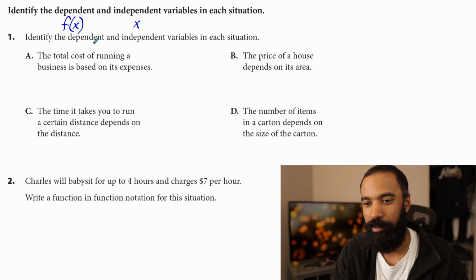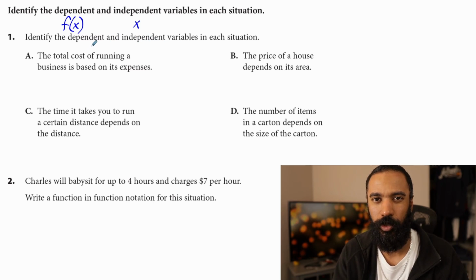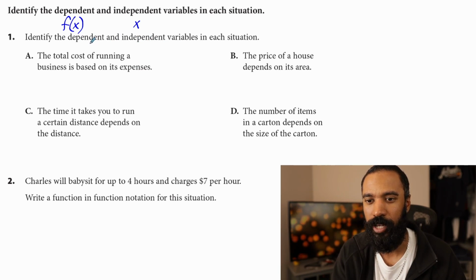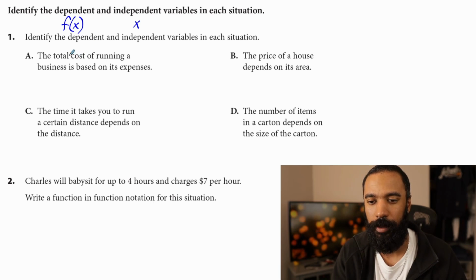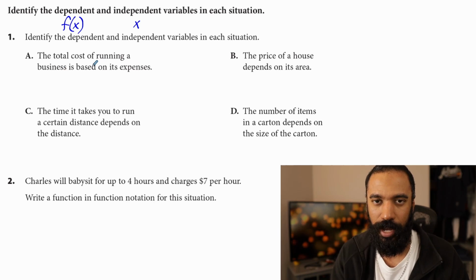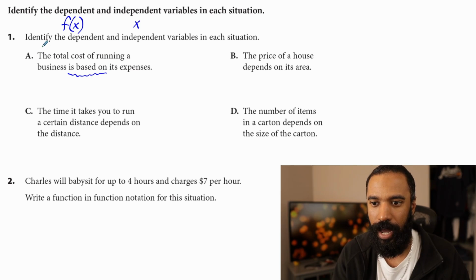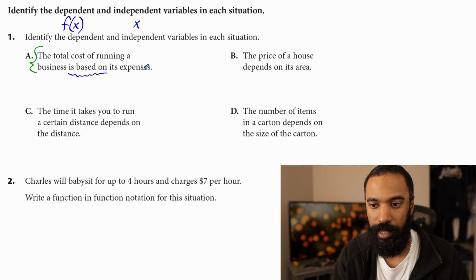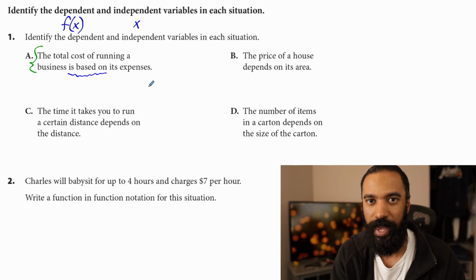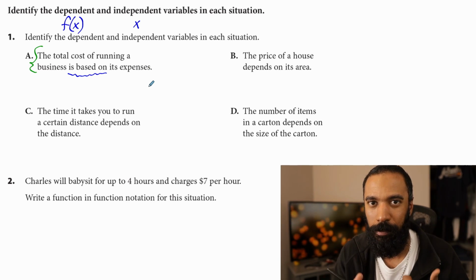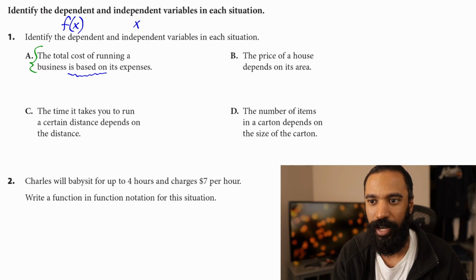Okay, so number 1, let's identify the independent and dependent variables in each situation. Try and think as real world as possible, but at the same time look at how it's read. The real world stuff will come in a little more importantly later. The total cost of running a business is based on its expenses, and "is based on" is going to be a very important key factor here. The total cost of running a business depends essentially on the expenses. However much we spend for things, that will determine how much our total business costs.